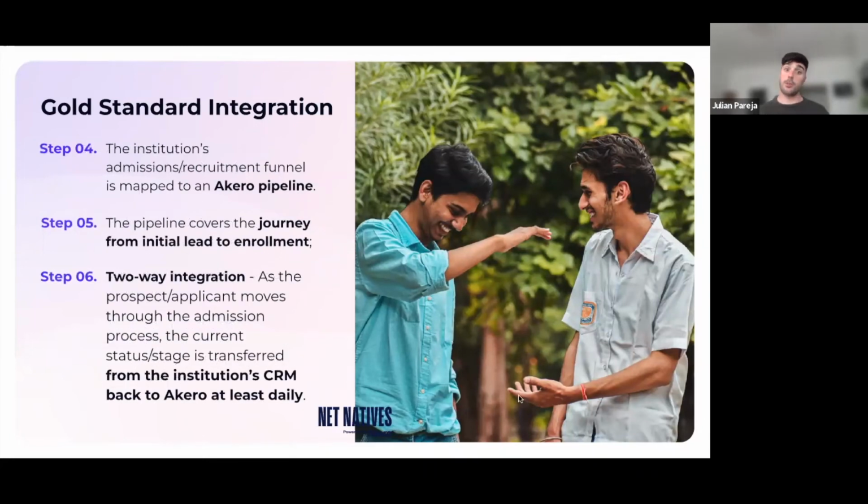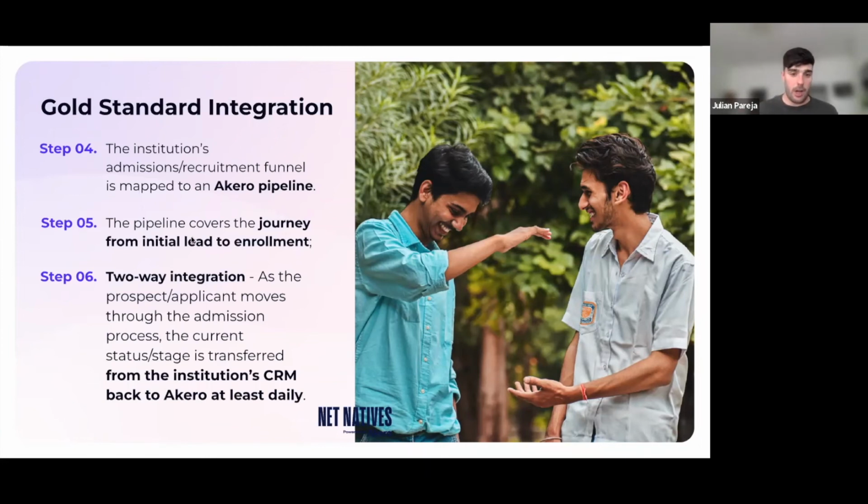Step four, the institution's admissions recruitment funnel is mapped to an Akero pipeline, which is what we've shown you in a previous slide. So we want to be able to create a contact pipeline in Akero that mirrors your internal application process. So that's from initial inquiry all the way through to when an application is started, submitted, when an offer is made, and when that prospect has ultimately enrolled. Because that allows you to really optimize your advertising and be able to see what campaigns and what channels and what messaging really works.